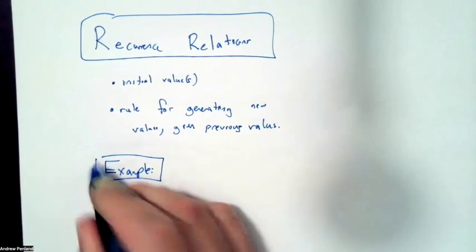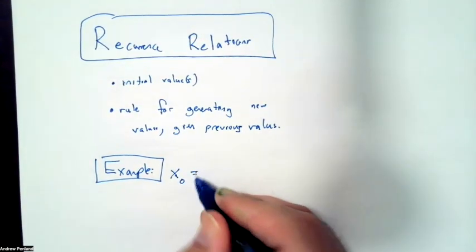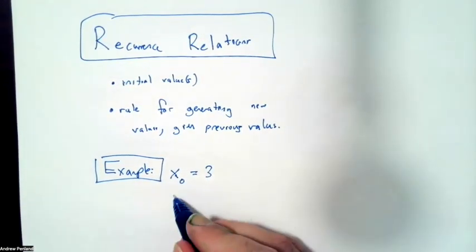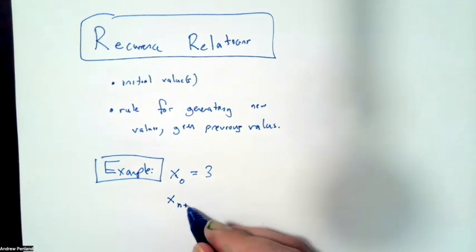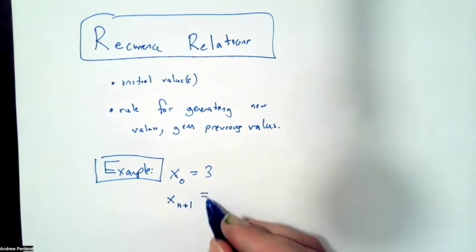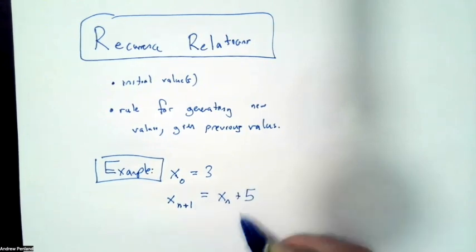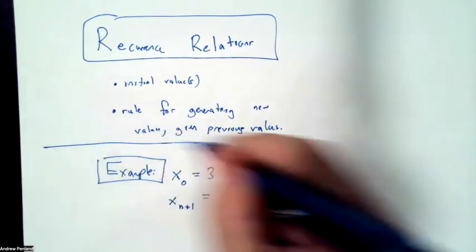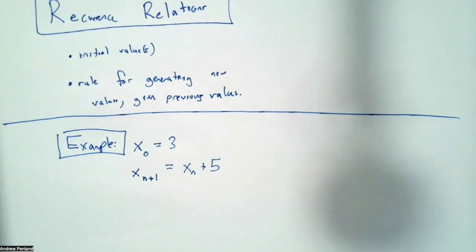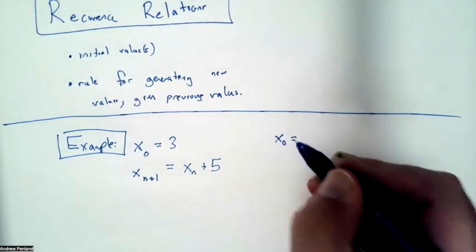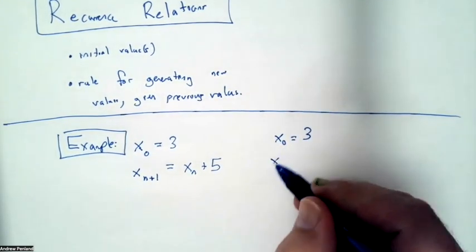We could look at x, the initial term x of 0 is equal to 3. And then we could say if you have the next term, in other words, the n plus first term, you just get that by adding 5 to the previous term. So I can use this rule to generate terms of this sequence consecutively. I would start out with x sub 0 equals 3.